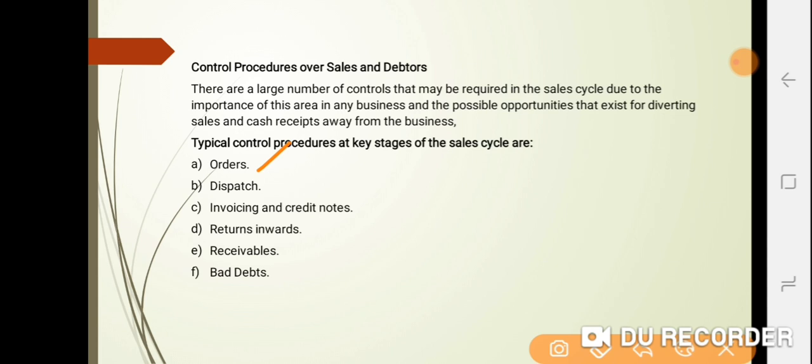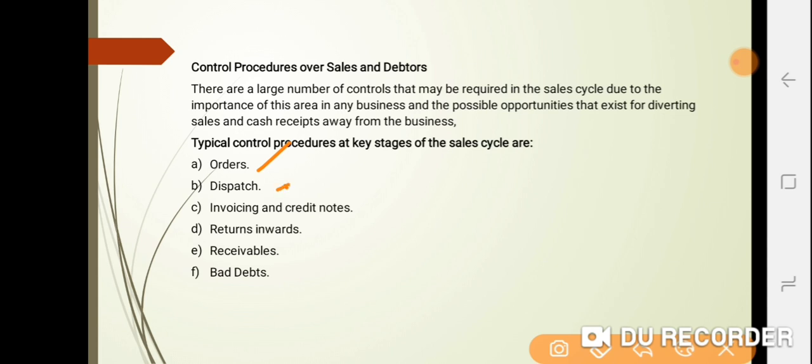Then all orders should be authorized before any goods are dispatched. Then the sales order document should be used to produce a dispatch note for the goods outwards department. No goods may be dispatched without a dispatch note. These are all the things to be focused on when it comes to orders. These are the procedures they have to follow with respect to sales orders.